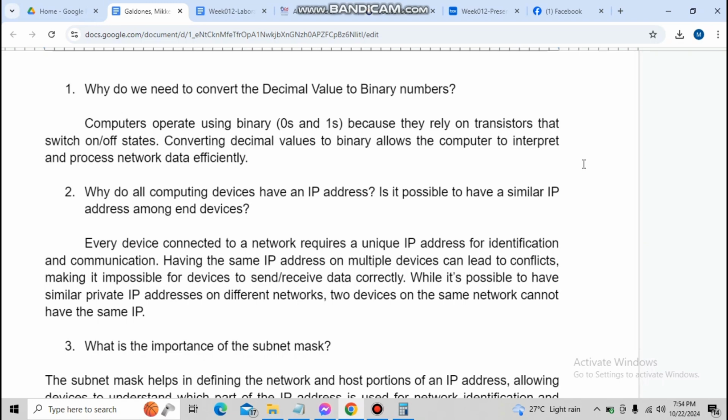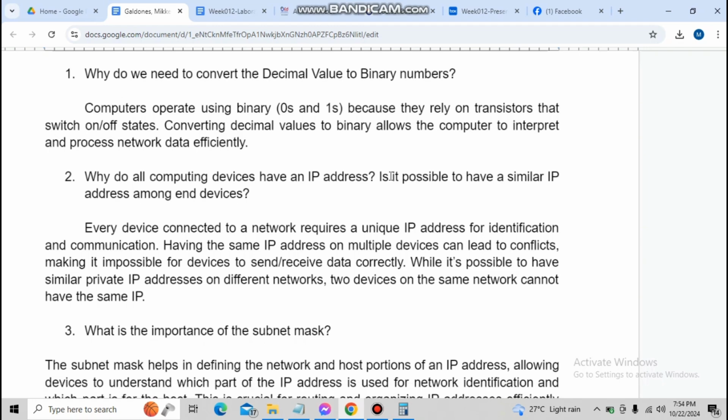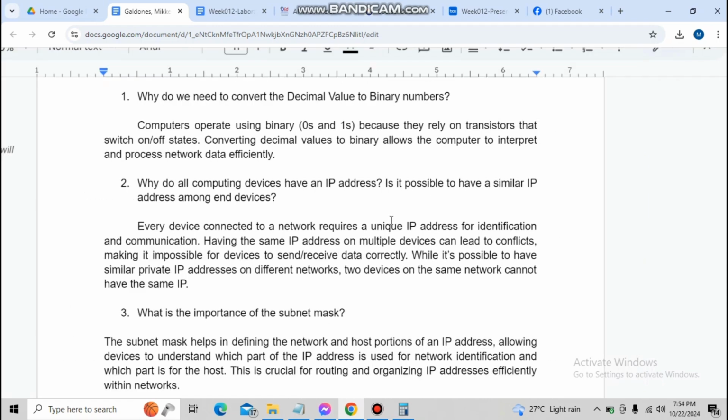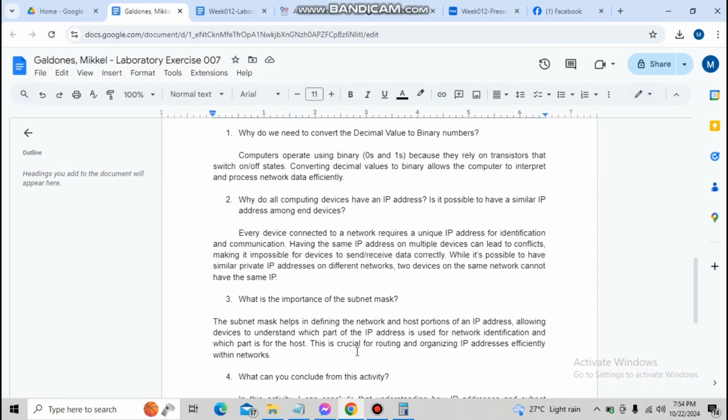However, there is, let us say, a loophole in this scenario. There are cases where similar private IP addresses are present on different networks. However, this applies only to different networks, as in the same network, two devices may not have the same IP address. So, with that being settled, let us go to number 3, the subnet mask.